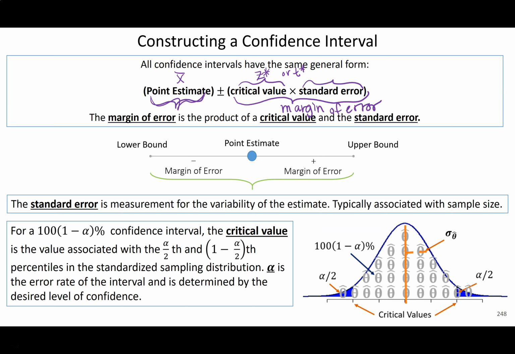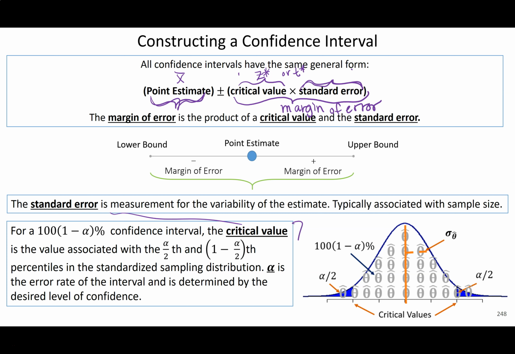So be careful. We love to give you an equation here and ask, what's the margin of error? What's the standard error? Just note that margin of error is different than standard error. Standard error is part of margin of error. Margin of error is the product of the critical value and the standard error. The standard error is a measurement for the variability of the estimate. So we want to know how much x bar varies on average from sample to sample.